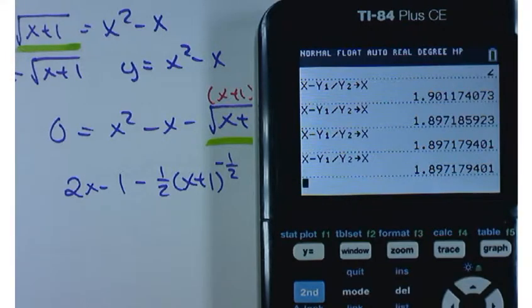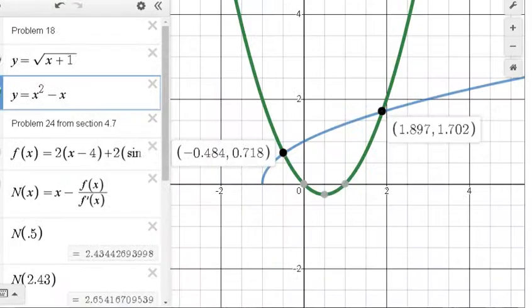Why did I make 2 my guess? Well, I looked at the graph, and the graph on Desmos shows me that near 2 is where these 2 lines cross each other. So that's why it's my initial guess.